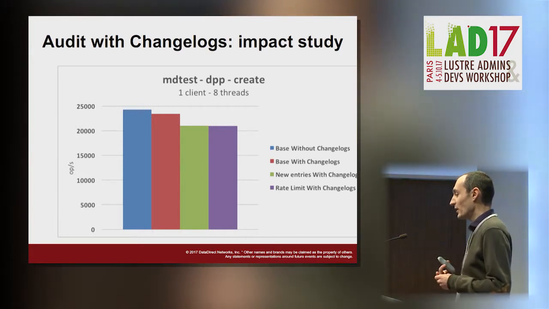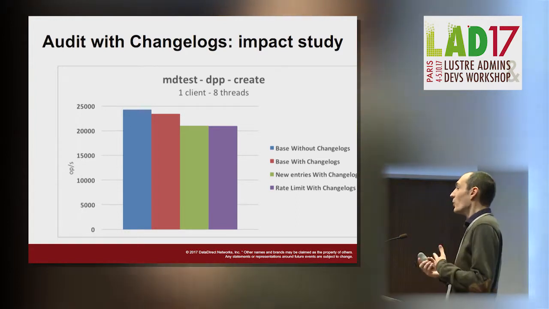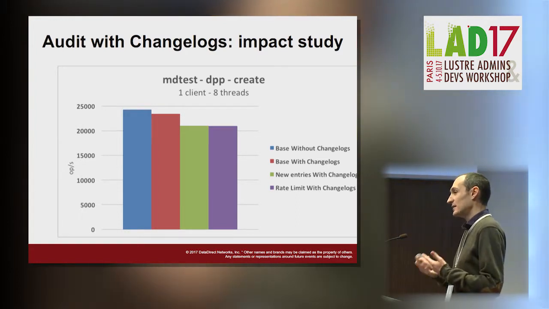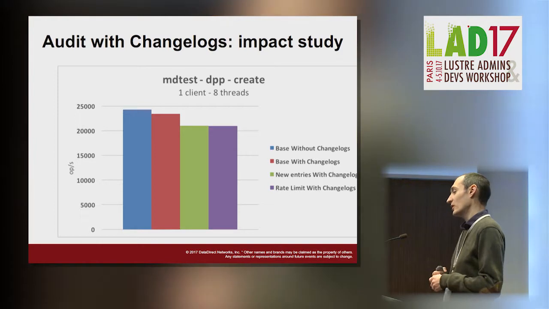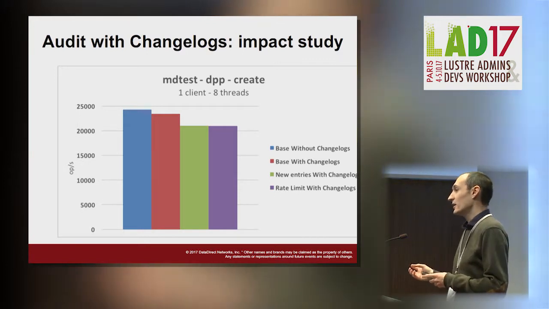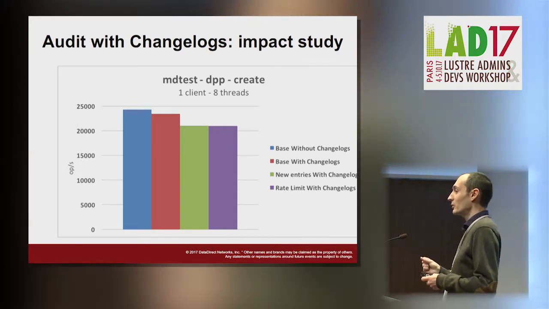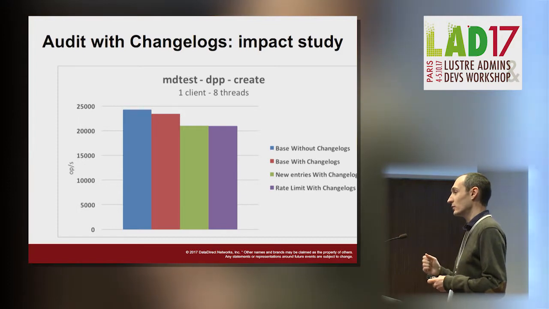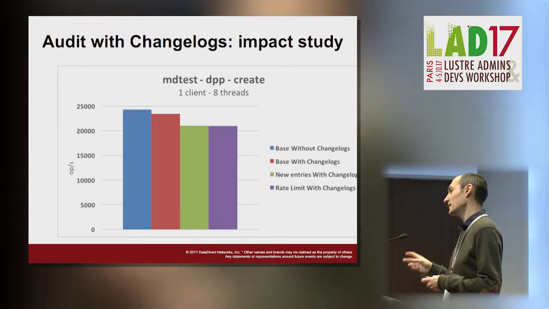So this is the create case. When we activate the basic changelogs feature, we can see a 4% performance drop. This is because for every file that is being created in Lustre, we are writing a create changelog entry.